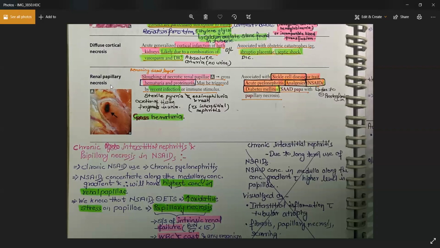So that's about the renal papillary necrosis. Any doubt, please ask.